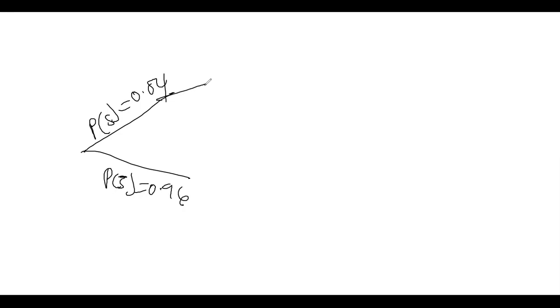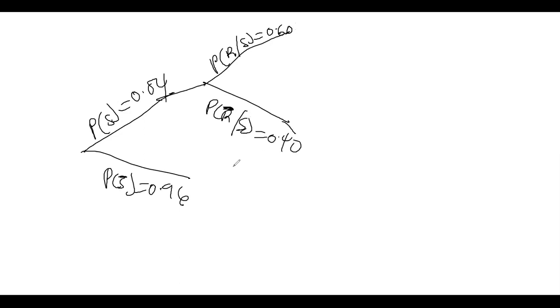Now, based on the fact that they have increased share price, some of them have replaced their CEOs. So the probability of replacing the CEO based on the fact that you have increased share price was 0.60. So in essence, 40% have not replaced their CEO, even though they have increased share price. So the probability of not replacing the CEO based on the fact that they have increased share price is 0.40.